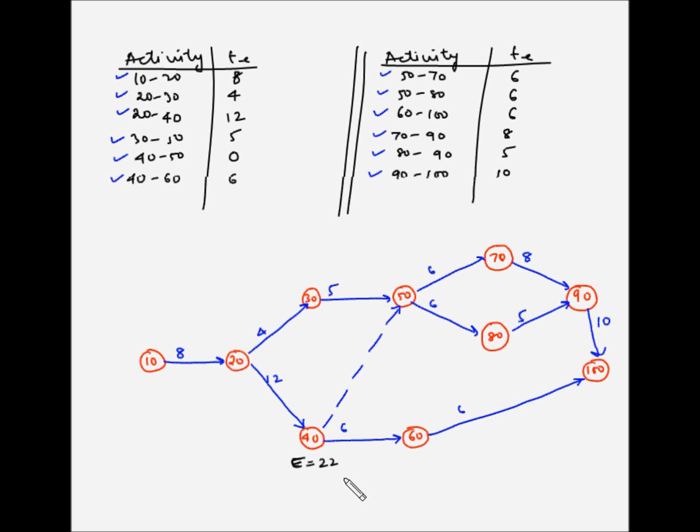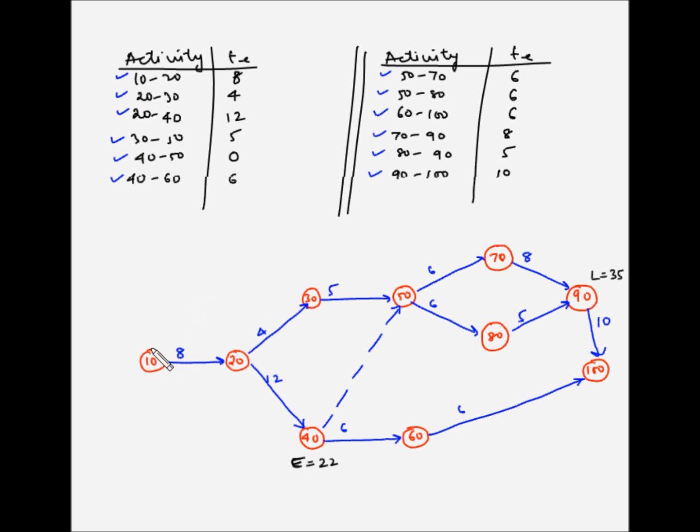The second constraint is that activity 70 to 90, which is this activity, must end by 35 days. So the ending node is event number 90. So the latest 90 can occur is the 35th day. So the latest occurrence is equal to 35. So now with these constraints, let's try to find the earliest and latest occurrence times for all the events.